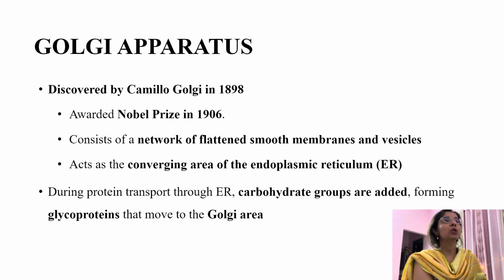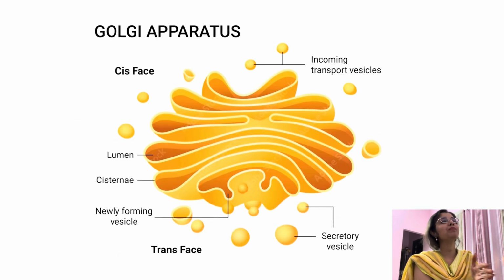Moving on to Golgi apparatus. What is Golgi apparatus? It is an organelle that was discovered by Camillo Golgi, and it consists of a network of flattened smooth membranes and vesicles. It acts as a converging area of the endoplasmic reticulum, right? During protein transport through endoplasmic reticulum, carbohydrate groups are added, forming glycoproteins that move to the Golgi area.